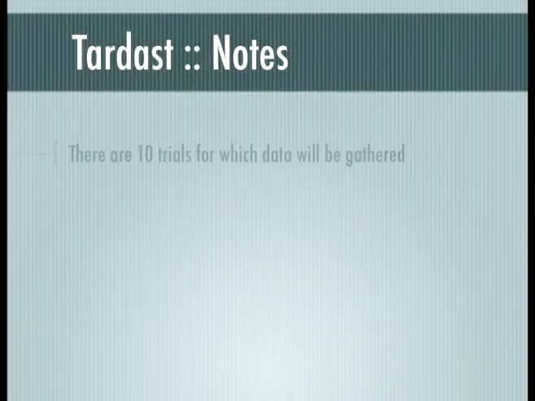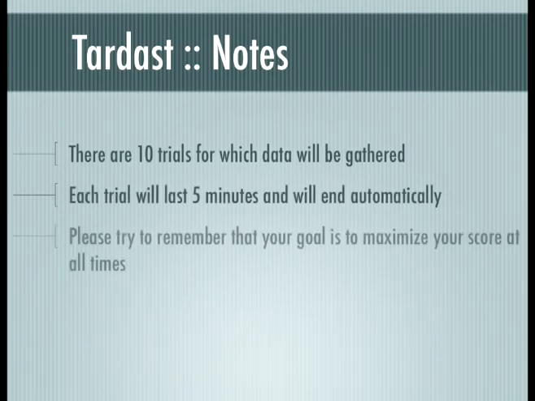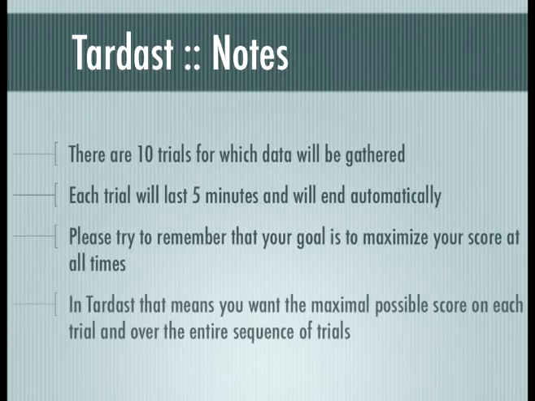There are 10 trials for which data will be gathered. Each trial will last 5 minutes and will end automatically. Please try to remember that your goal is to maximize your score at all times. In Tardast, that means you want the maximal possible score on each trial and over the entire sequence of trials.